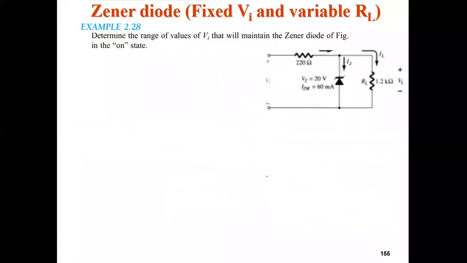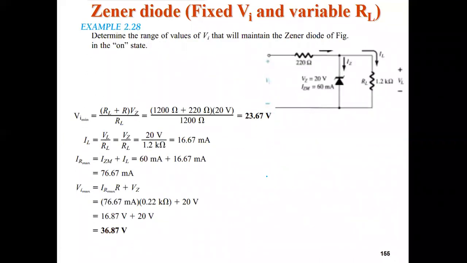Based on this, this problem is there. You just go through it. Your VI minimum is directly calculated. Your IL is equal to VL by RL. VL is nothing but VZ, so putting this in you can get your IL. Next, you find out the maximum current across this resistor, IR. So the maximum value of IR, IR max equal to IZM plus IL. The IL was calculated as 16 point something and IZM was 60 milliampere, so adding that you will get this.